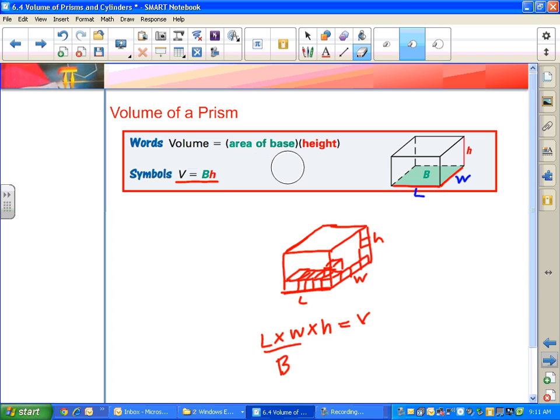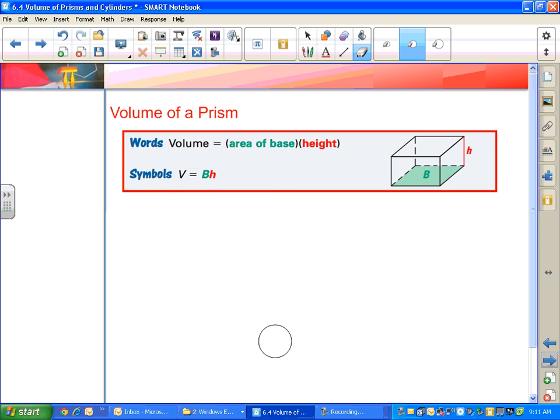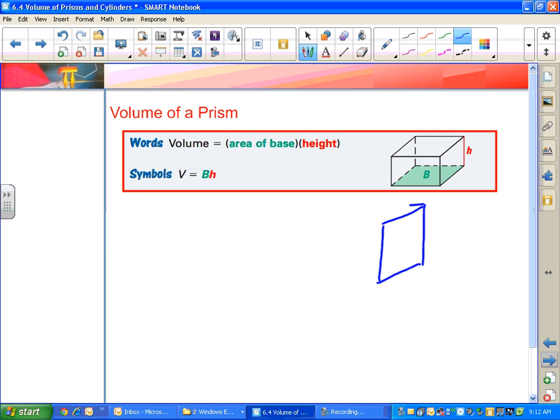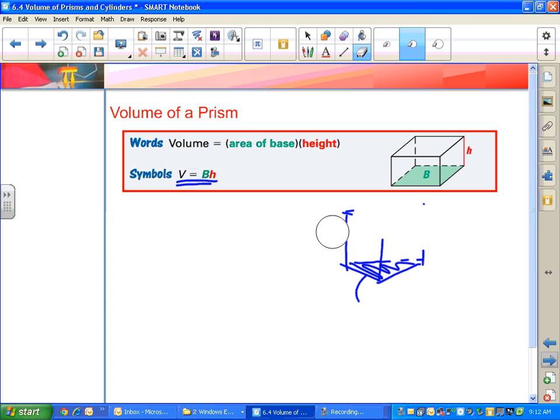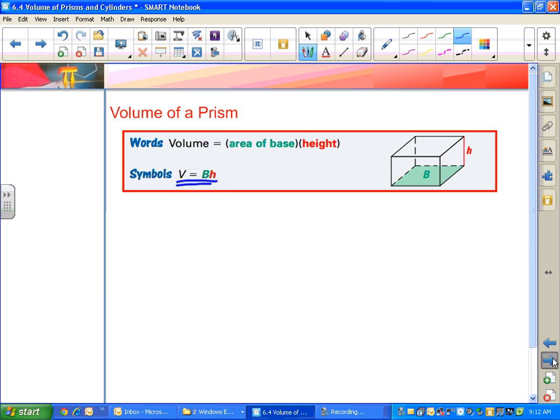The problem is that only works if your prism is rectangular. What if your prism isn't rectangular? What if it's a triangular prism? Well, in that case, we need to know the area of the base, and then we're going to multiply that by its height. And in this case, the area of the base is not found by the formula length times width. So what this does for us is it gives us a very general formula to find the volume of any prism. Then we have to figure out what's the correct area formula for the base. So let's do a couple of examples.